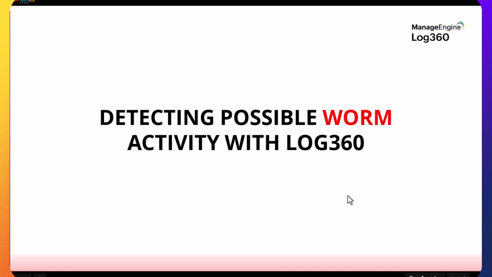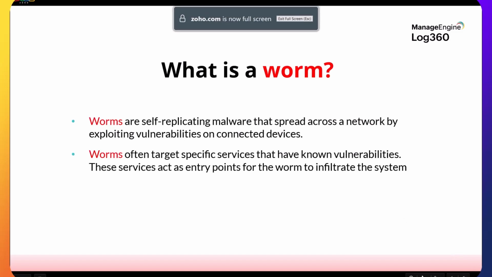Hello everyone, let's look at how to detect worm activity in your network. Let's first understand what a worm is. A worm is a type of malware that can spread from one computer to another. It can replicate and spread across a network without needing to attach itself to a host program. Worms often target specific services that have known vulnerabilities. These services act as entry points for the worm to infiltrate the system.